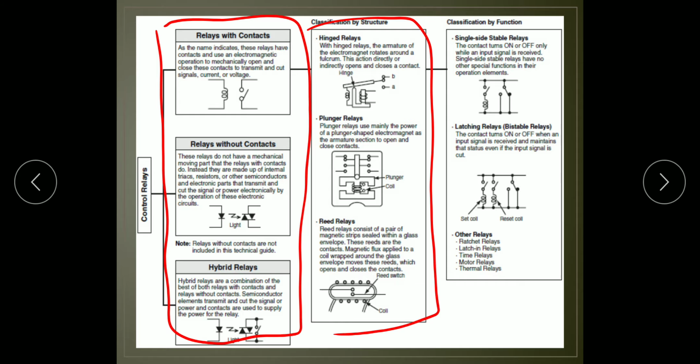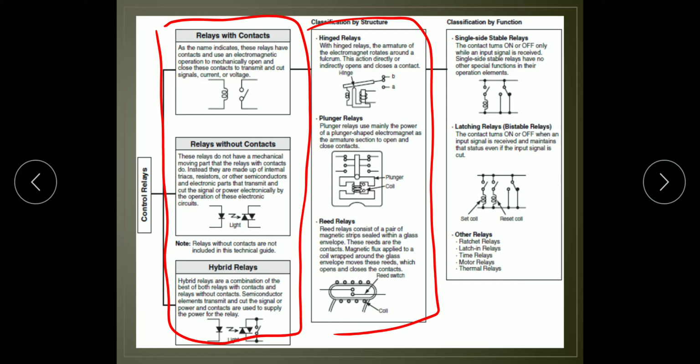After that, the reed relays. Reed relays consist of a pair of magnetic strips sealed within a glass envelope, and these reeds are the contacts. Magnetic flux applied to the coil wrapped around the glass envelope moves these reeds, which opens and closes the contacts.